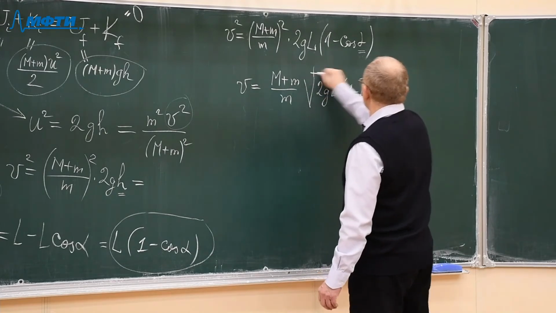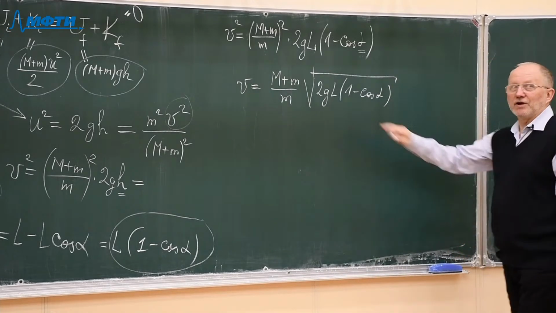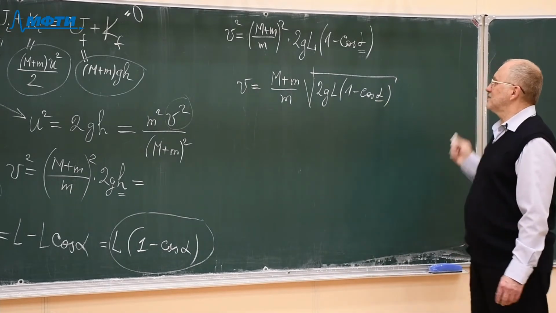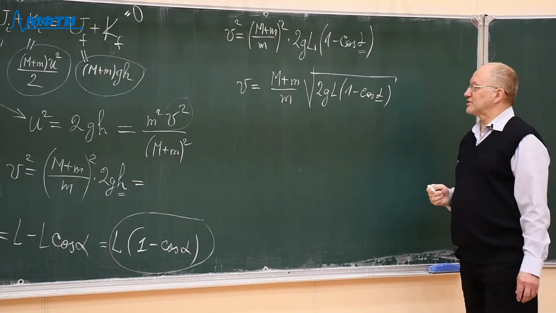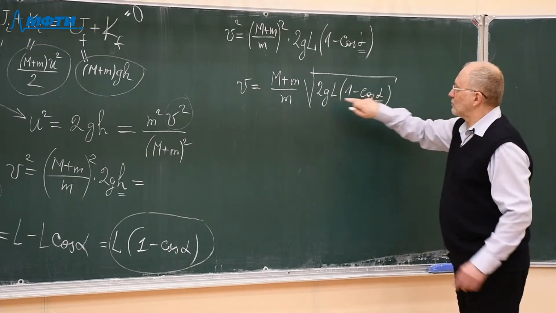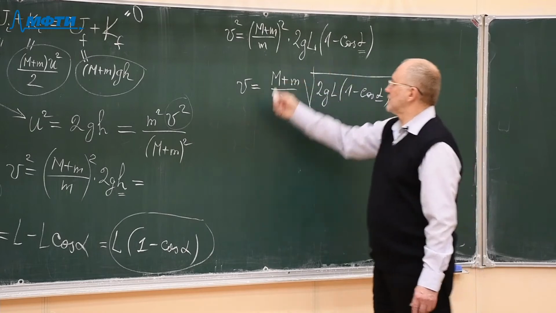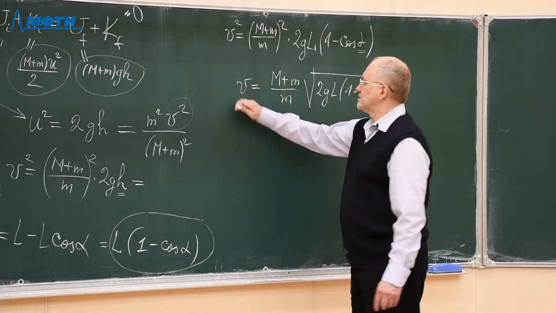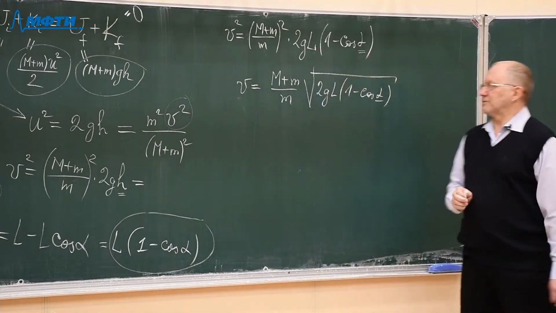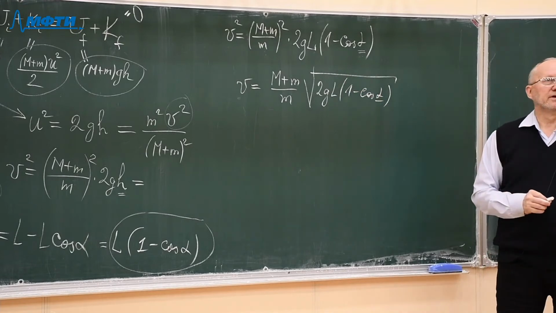And the only thing remaining, if you carry out this experiment, you have to measure the angle of deflection of the string and then substitute all the quantities here and calculate according to this formula and obtain the velocity of the bullet.